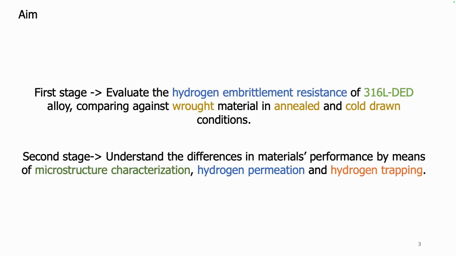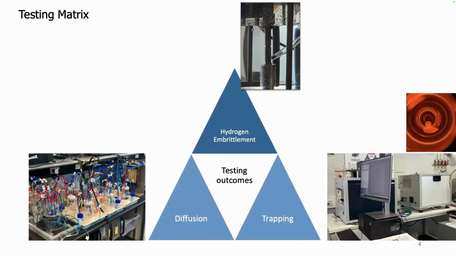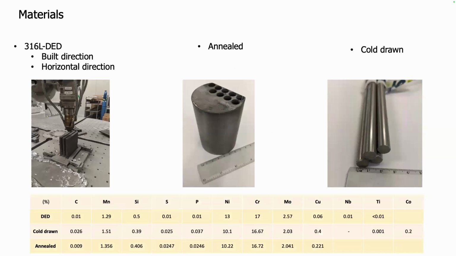There were two main stages in this work. One is to evaluate the performance in terms of hydrogen embrittlement, and then try to understand a bit more through microstructure, permeation, and TDS. Those are the main three techniques. Again, the application is mainly under CP, so here we're doing charging by electrochemistry, cathodic polarization. Then we have the permeation and TDS that I will explain through the presentation.